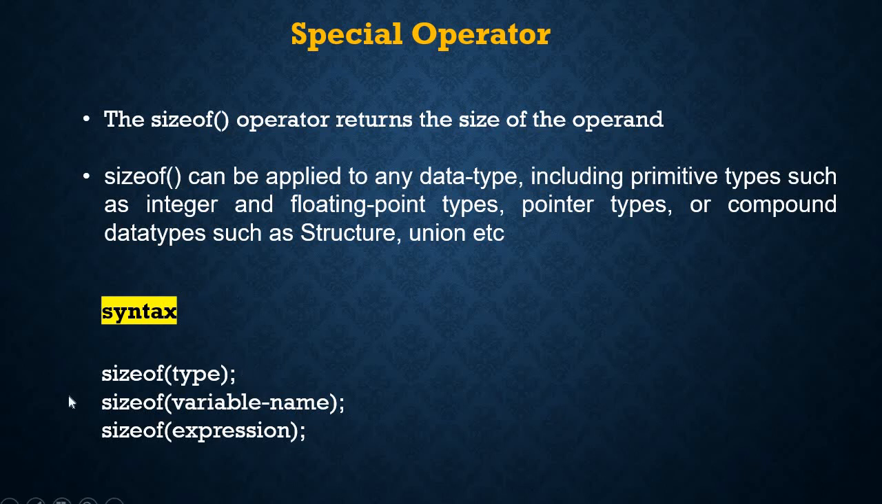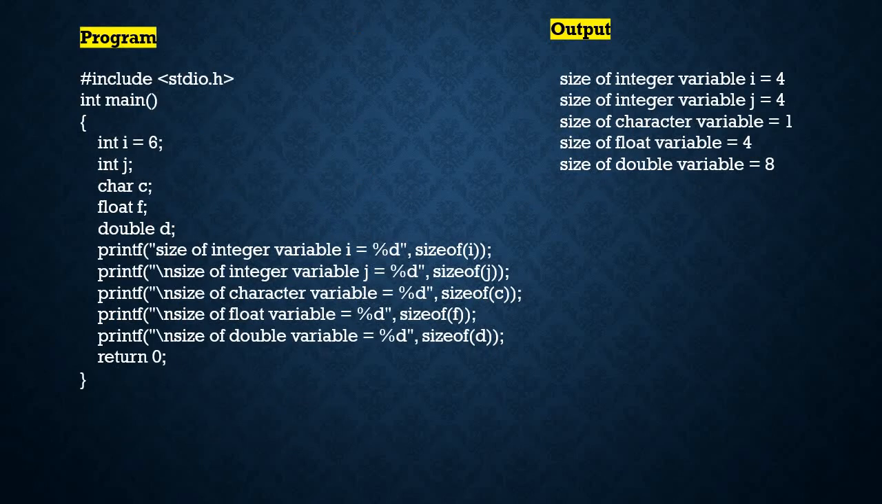The syntax for the sizeof operator is sizeof the type, or we can give a variable name directly, or we can have expressions altogether. So an example here: values are assigned, I is equal to 6, then J has been declared, C is a character, F is a float, and D is a double. Depending upon the data type we have assigned for the variable, the size may vary. You can see very clearly in the output.